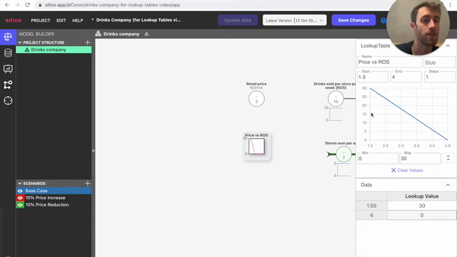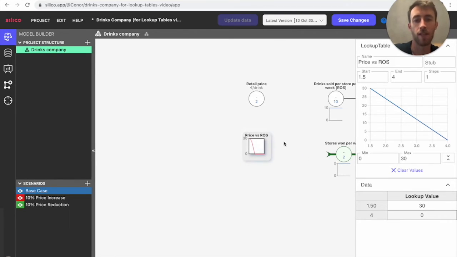And there's also linear interpolation in between. So for all points between 1.5 and 4, the software is giving a value based on linear interpolation. For example, a price of 2.5 will give a rate of sale of about 17 drinks per store per week. Anything above $4 will also be 0, and anything below 1.5 will give a value of 30. So if we set the retail price below 1.5, the lookup return value will be 30.